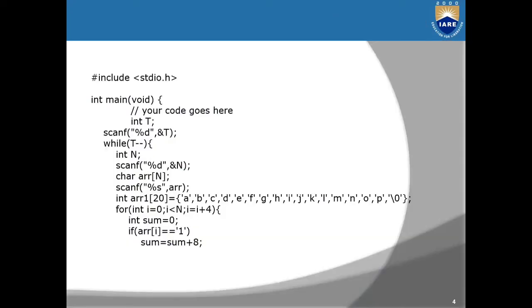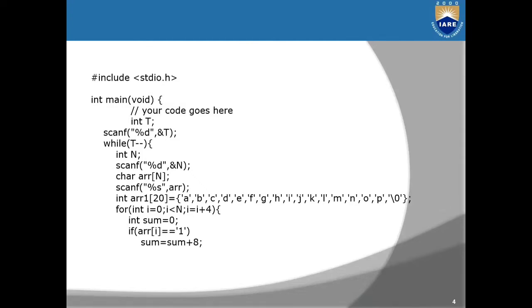Let's see the code. #include <stdio.h> is a header file which includes the given code. Into main, let's see, int main(void). Let's take a variable T of int data type. Let's use a scanf function, which is predefined.